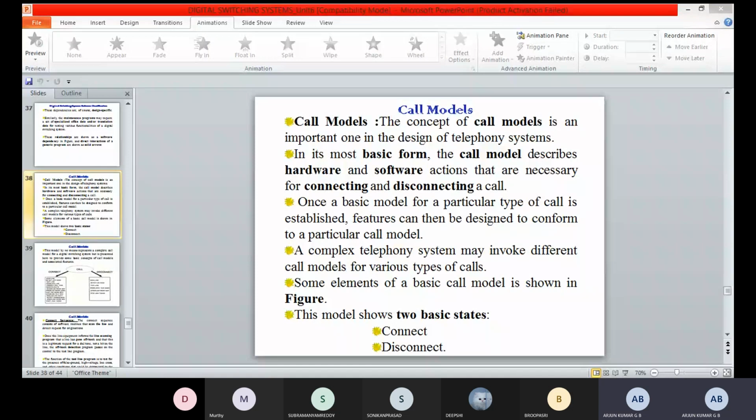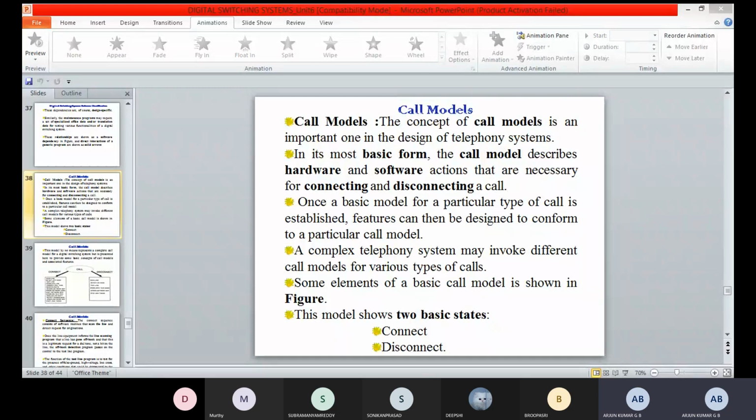The concept of this call module. Suppose you take a call module, the concept of call modules is an important one in the digital design of telephone systems. This is very important: making the connection, connecting the calls or disconnecting the calls. That's one of the important ones in the design of telephone systems. It also describes the hardware and software actions that are necessary for connecting and disconnecting a call.